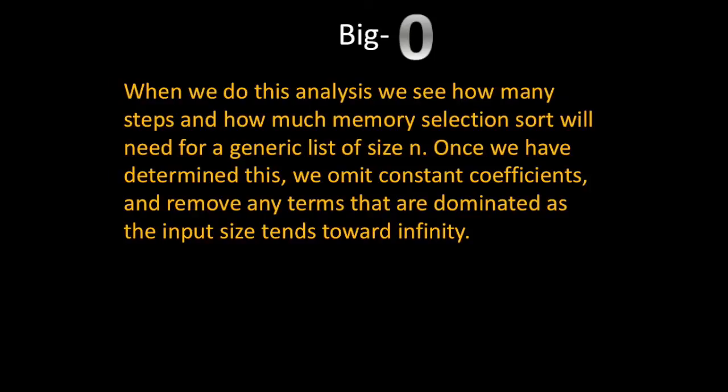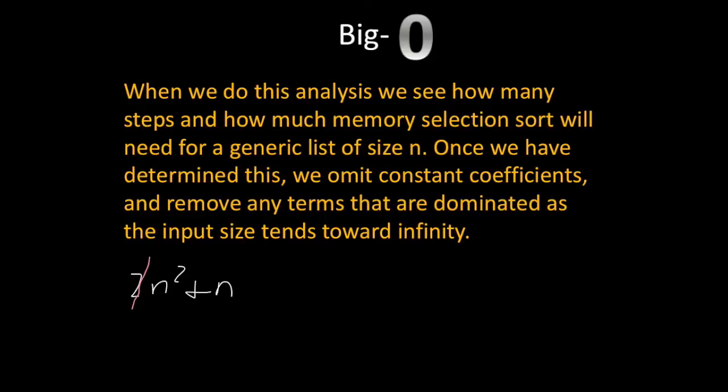So say we determined that an algorithm took 2n squared plus n steps. So we first omit constant coefficients. Here 2 is a constant, so we omit that. And then we omit terms that are dominated as the input list size tends toward infinity. So we keep on plugging in larger and larger numbers for n, and whichever of the terms increases faster, that's the dominator. That's the one we keep.